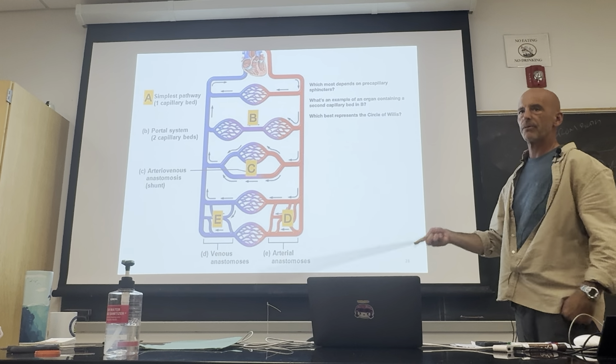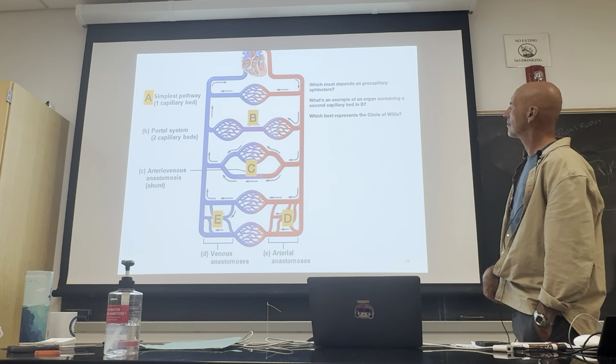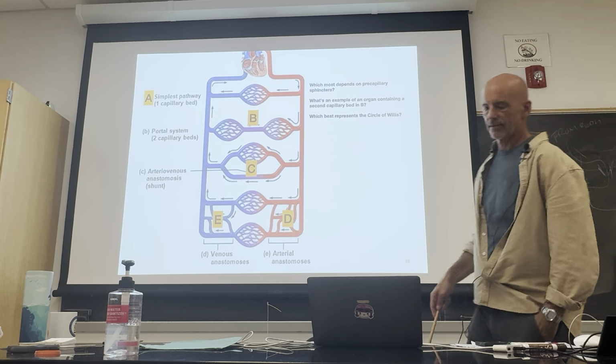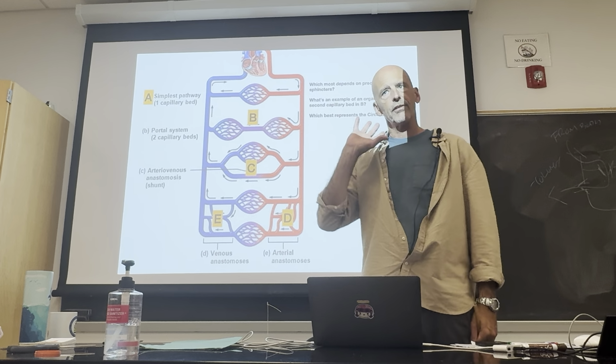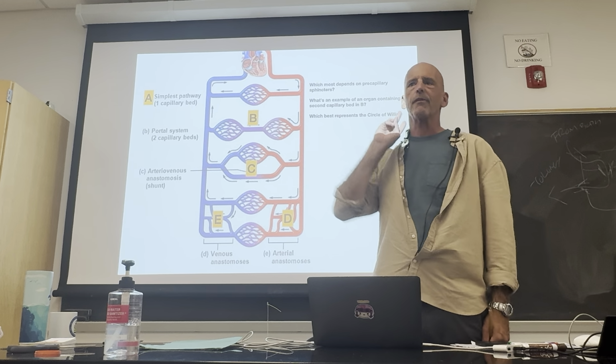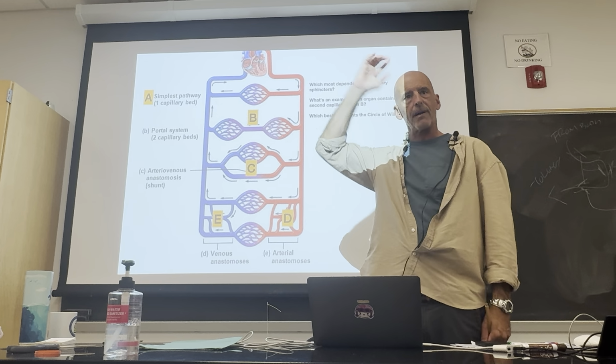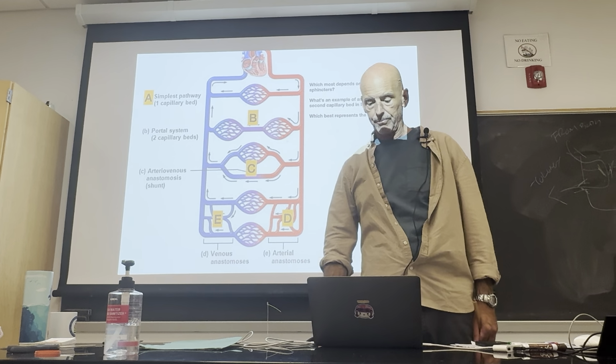What's an example of the circle of Willis? Which one of these would represent the circle of Willis? Arterial. This one, right? Yeah, arterial. You can go to the front of your brain from the vertebral artery, which normally supplies back to those posterior communicating arteries.